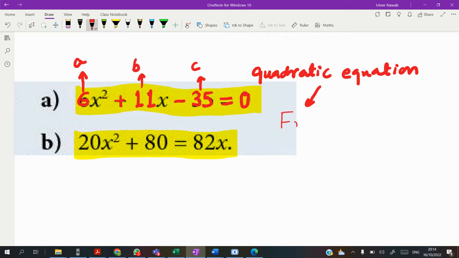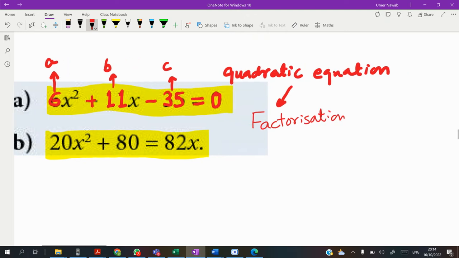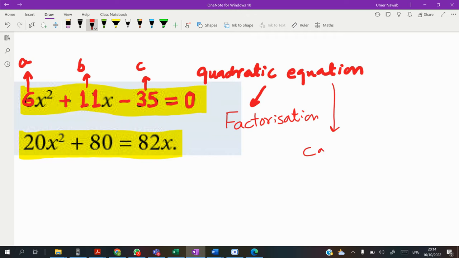factorization, can be done by calculator, can be done by completing the square method, and can also be done by using the quadratic formula. So there are four ways to solve any quadratic equation. Graphically, a quadratic equation tells you where the graph cuts the x-axis. The solution of the quadratic equation tells you where the graph cuts the x-axis.